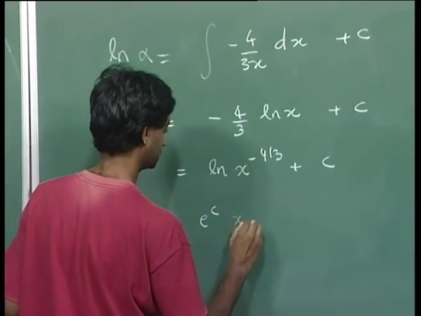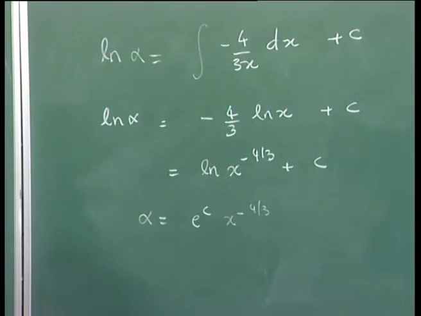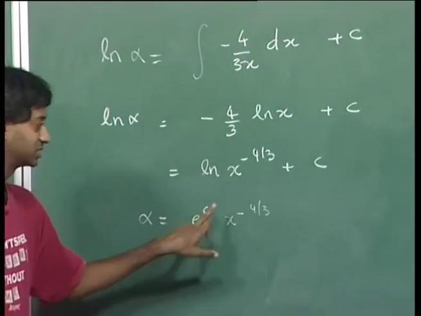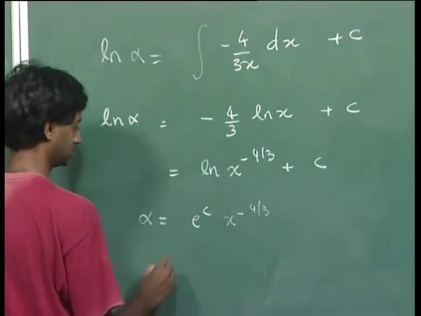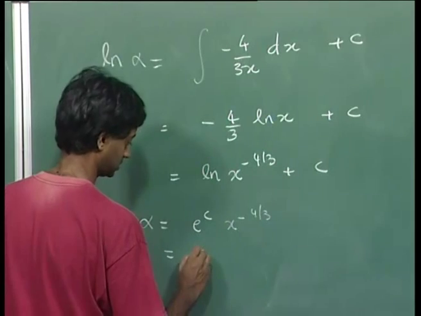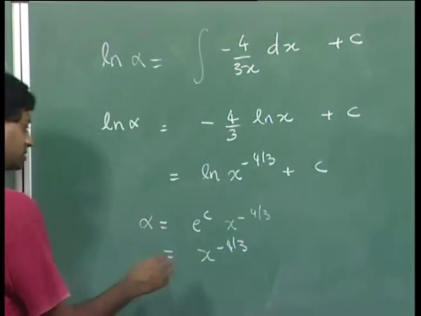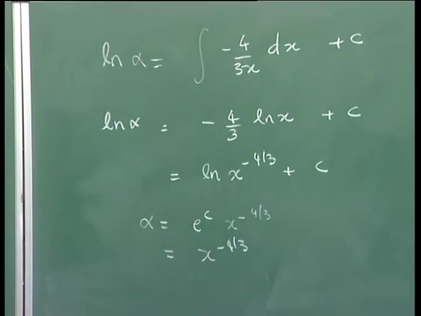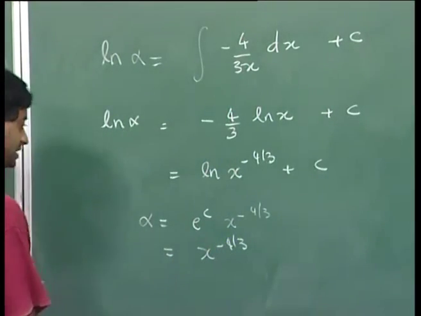into x to the minus 4 by 3. Okay. And this is just another constant, e raised to c is just another constant. So, alpha is equal to x to the power minus 4 by 3. Okay. So, the constant of integration, we do not need to worry about this. So, we just choose this as our integrating factor.